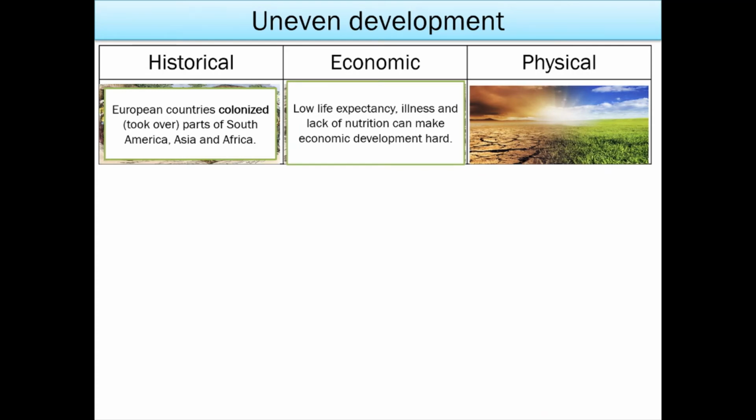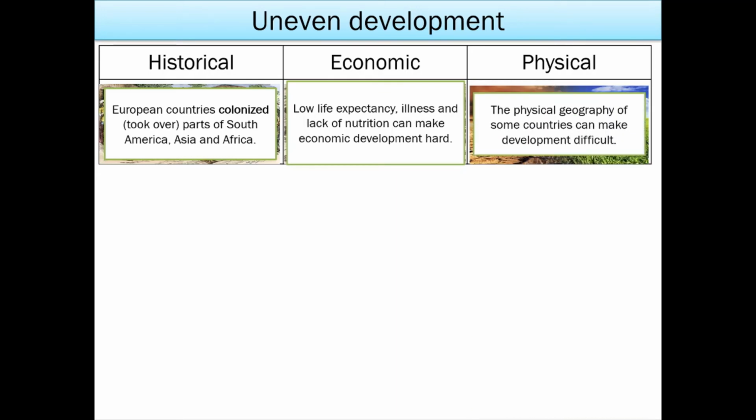And then finally, we've got our physical factors, and those are things where the physical geography of some countries makes it difficult for development to happen. So things like the biomes that you live in, the climate of the area, okay, and they all link together, as we already know from previous topics.